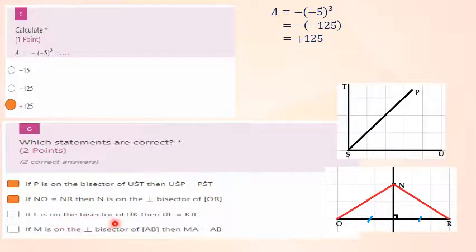If L is on the bisector of IJK, then IJL should equal LJK, not KJI. This one is not correct. If M is on the perpendicular bisector of AB, M is equidistant from A and B, then I can say that MA equals MB, not equal to AB.